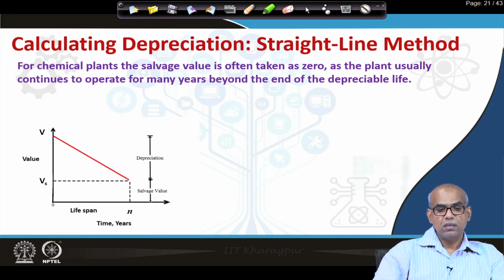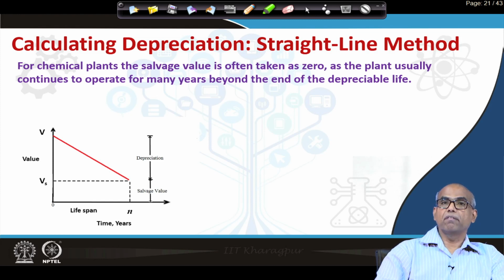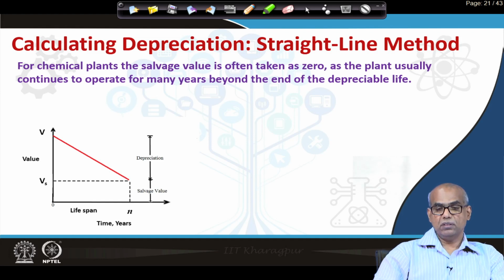For chemical plants, the salvage value is often taken as 0, as the plant usually continues to operate for many years beyond the end of the depreciable life. So, after the depreciable life, after the recovery of the depreciation, the plant continues to operate. It is still economically feasible to operate the plant. So, that is why the salvage value will be considered as 0.